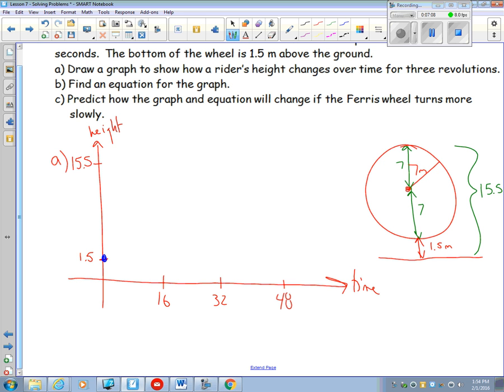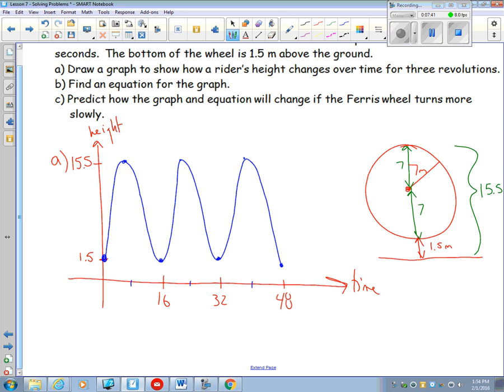Okay, let's assume for simplicity, they're getting on the wheel to start. After 16 seconds, we'll be back to the bottom. 16 more, back to the bottom, and so on. We know the halfway point, so at 8, they'd be at the maximum, right? And again at 24, and again at 40. So we know our graphs can go up and down, and up, and down, and up, and down. And there we got ourselves a nice graph. Hey, part B. Find an equation for this graph.